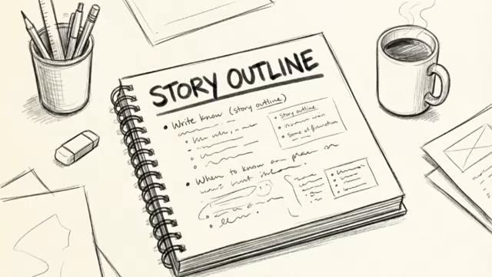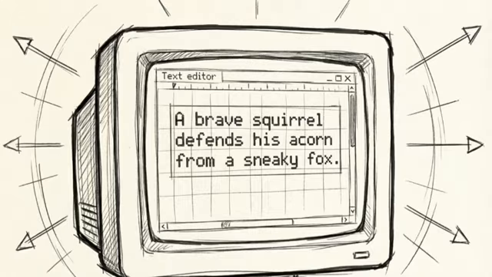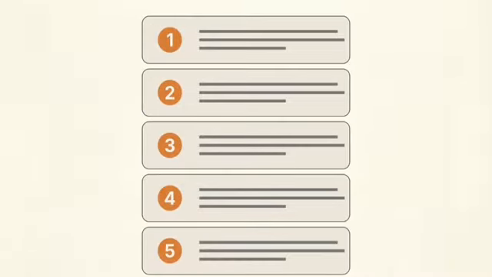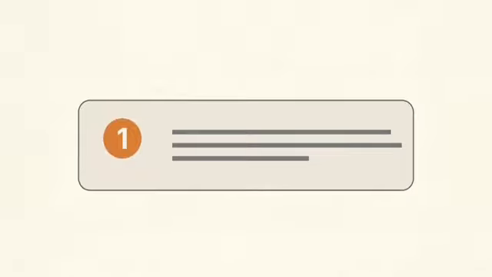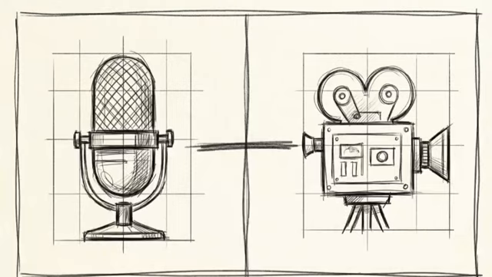To begin, we need a script. Effective short-form cartoons rely on a simple formula: a clear hero, a distinct villain, and a straightforward narrative arc. By inputting a basic premise into a structured text template, the AI organizes the story into discrete, numbered scenes that are easy to process in the next steps. This template is designed to generate both the story beats and the specific visual prompts at the same time, ensuring that the narration and the imagery remain aligned.